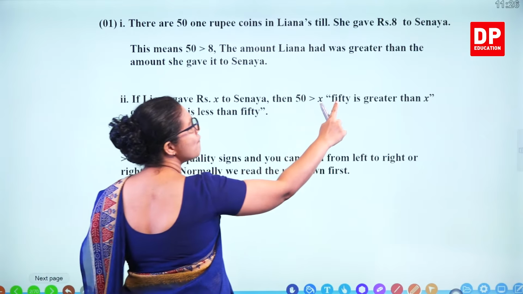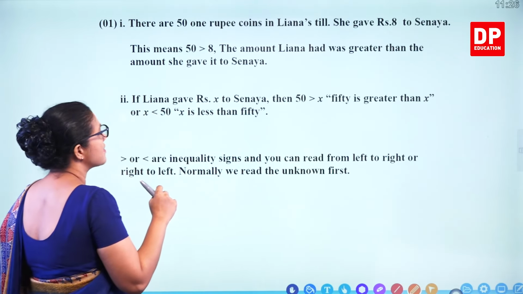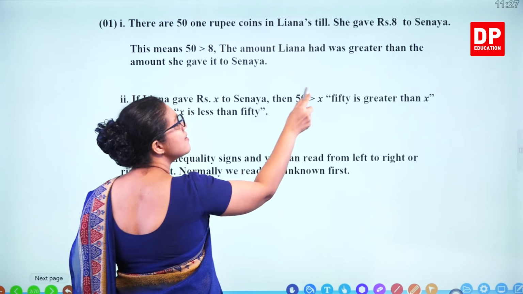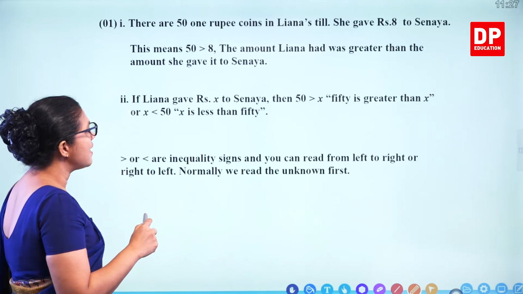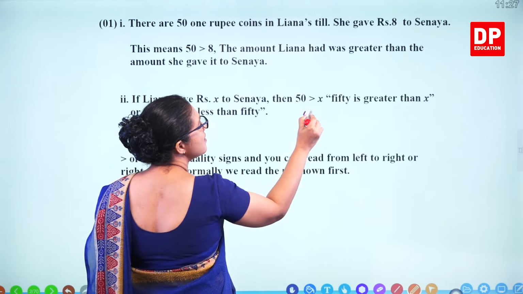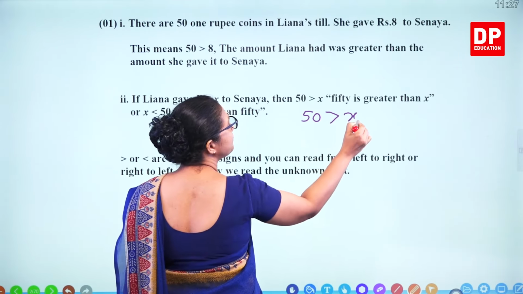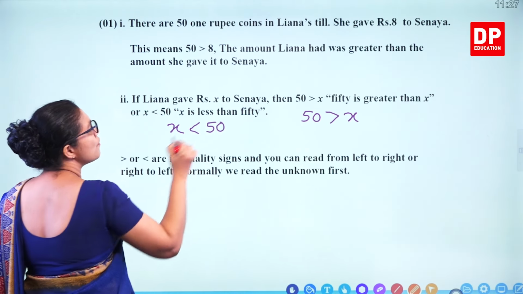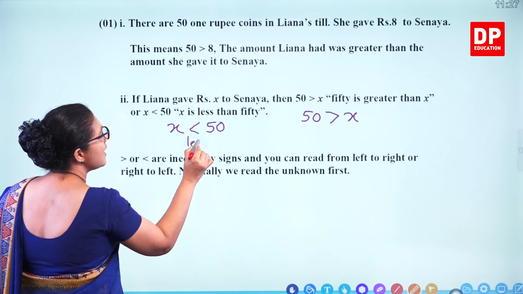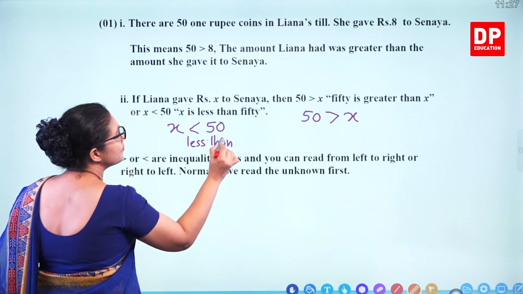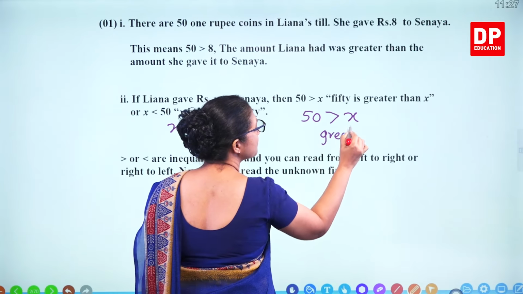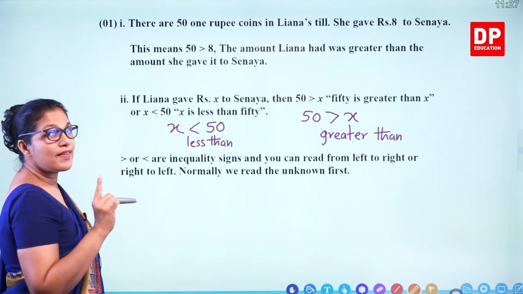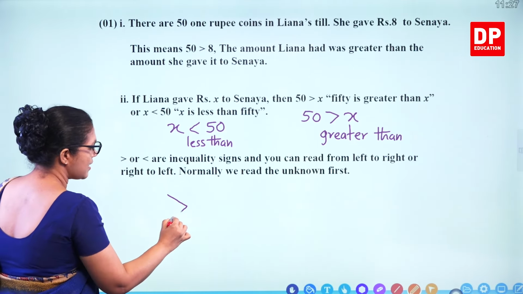So how do you read this? 50 is greater than X. Or I can read from the right hand side: X is less than 50. If we read this one, it is 50 greater than X. If it is the other way around, X is less than 50. So this is less than, and this is greater than. These are the inequality symbols we use: greater, less.